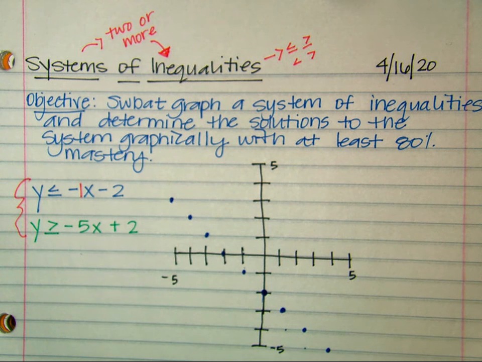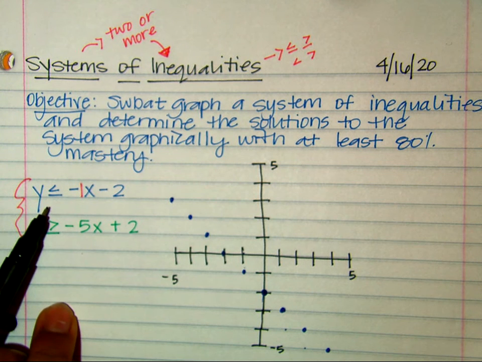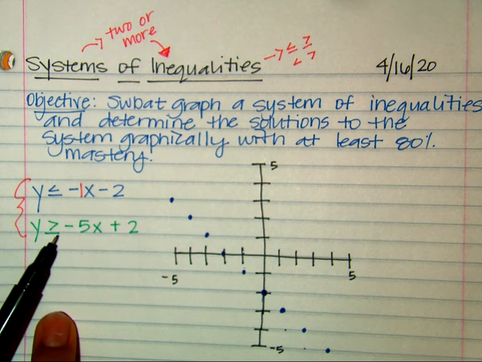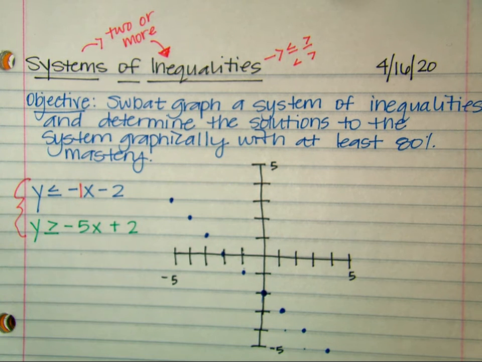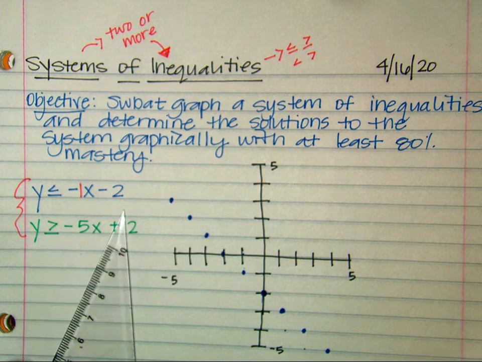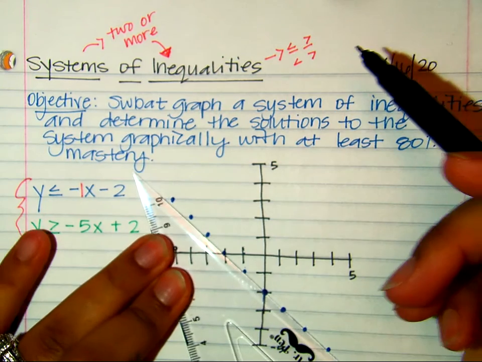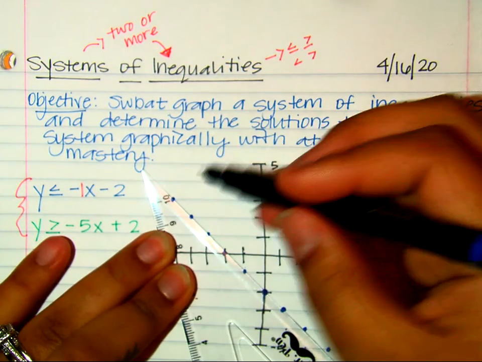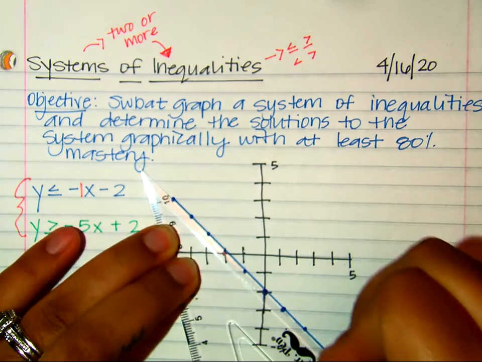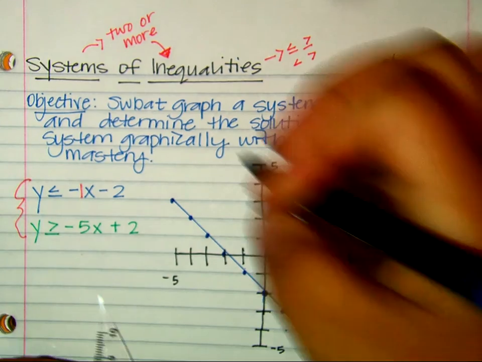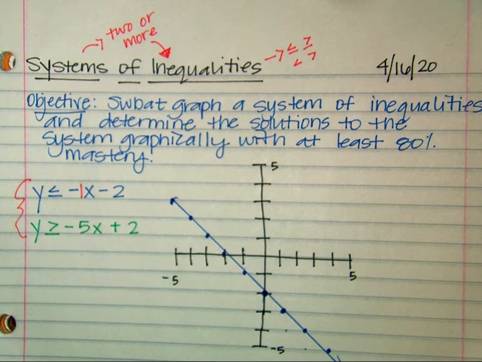Now, I am going to make this a solid line simply because I have an equal to sign here. So when you have an equal to sign, that means your line is going to be solid. Alright, so I'm going to go ahead and draw a solid straight line. Now, I went ahead and graphed that one.